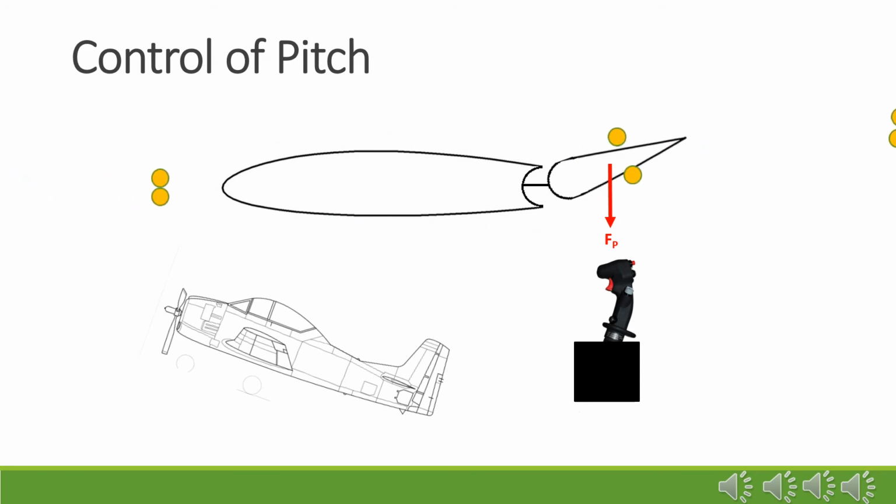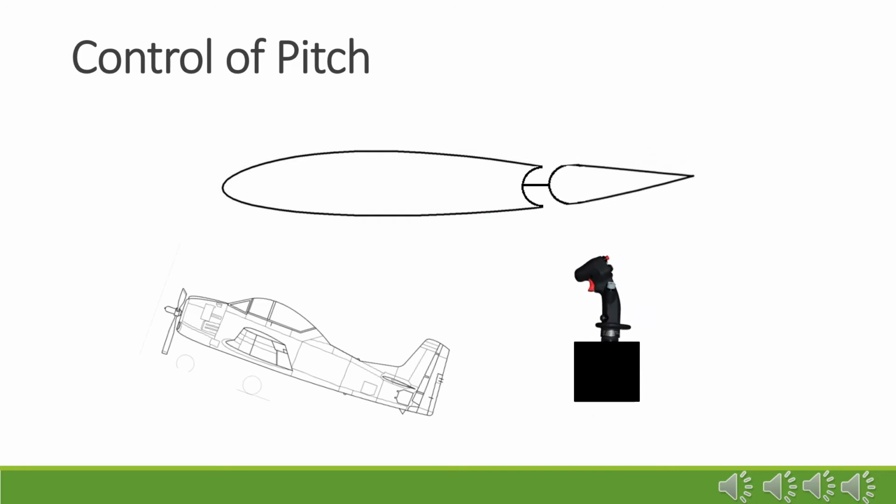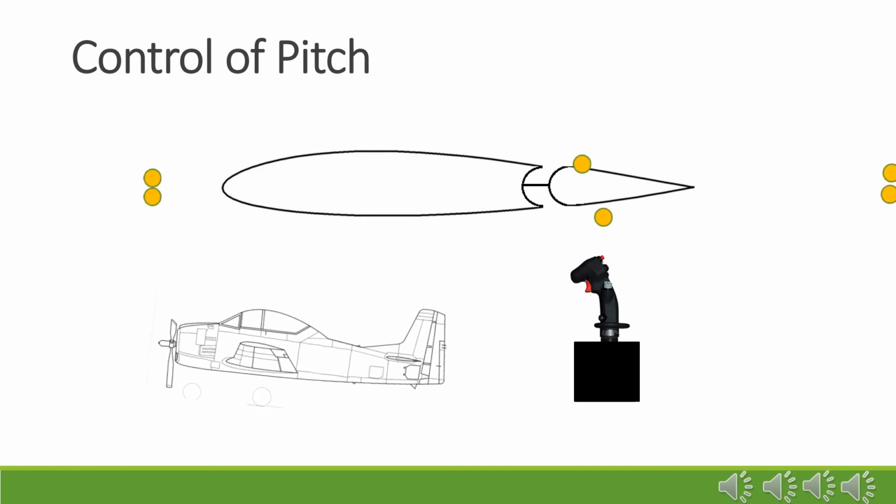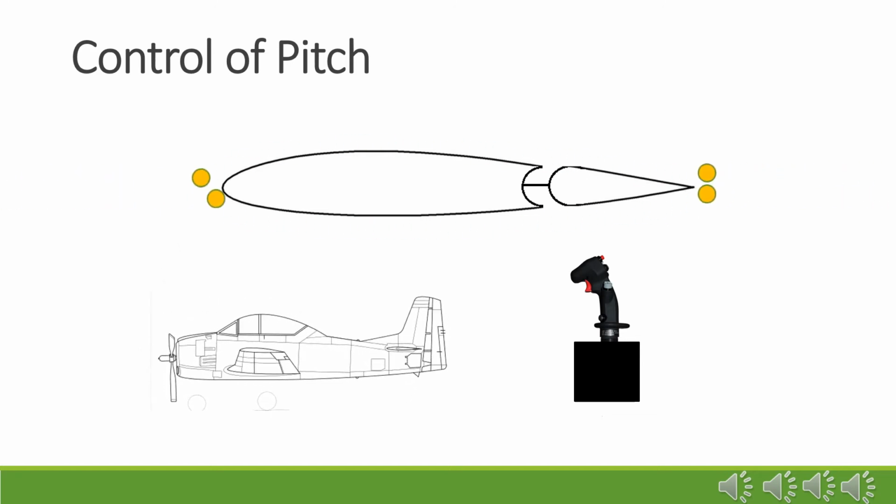By returning the control column to the neutral position, the elevators once again return to the center position. The normal and perpendicular forces are eliminated, while the drag force is minimized. The aircraft would stop changing direction and continue on its current pathway, which could be a climb, descent, or level flight.